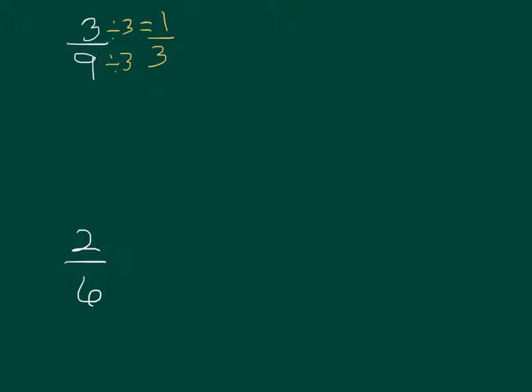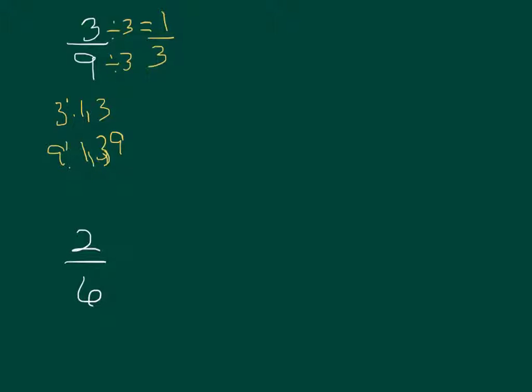Now, if you want to see that it works in the long way around, you simply list the factors of 3, list the factors of 9. Factors of 3 are 1 and 3. The factors of 9 are 1, 3, and 9.